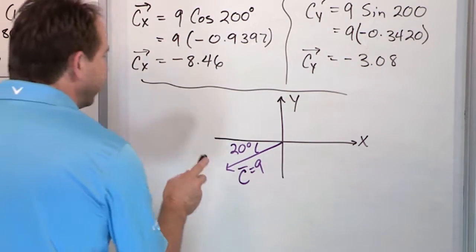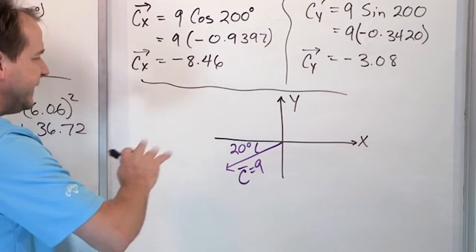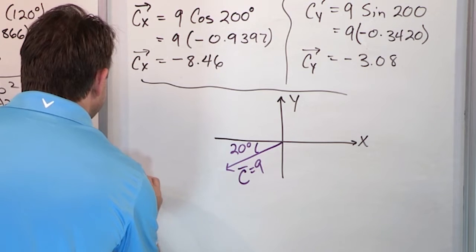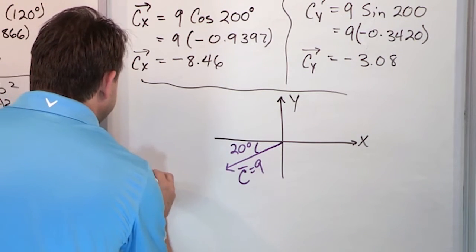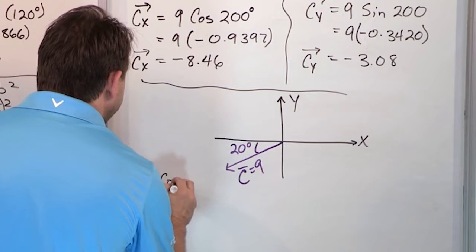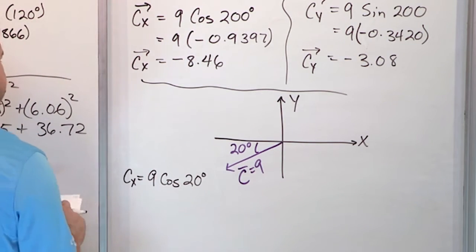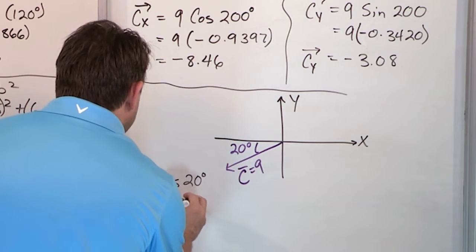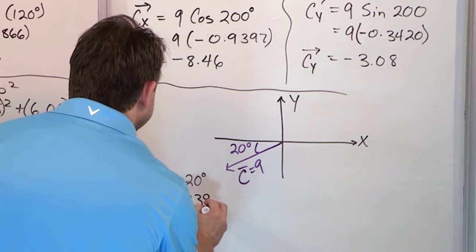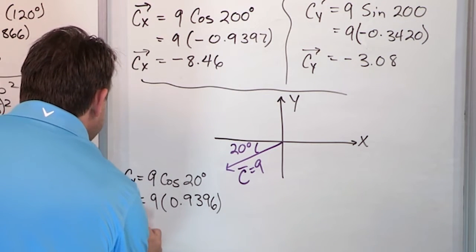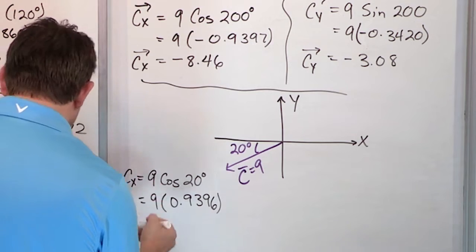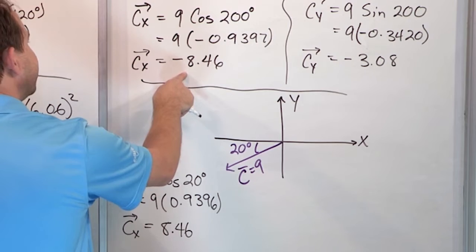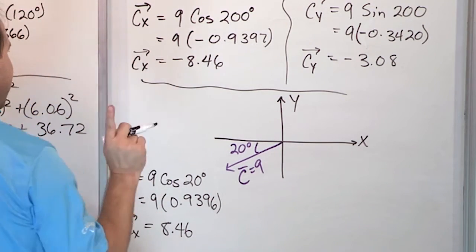Now, let's do the problem using this angle, just to see what would happen. If I use 20 degrees, then c sub x is going to be the same kind of calculation: 9 times the cosine of 20. What happens if you put 20 degrees in your calculator and you take cosine? You'll get 9 times 0.9396. You multiply by 9 and you get an x component of 8.46. You go back here and say, well, wait a minute. The answer we got here was negative 8.46. They're different. So that worries me.